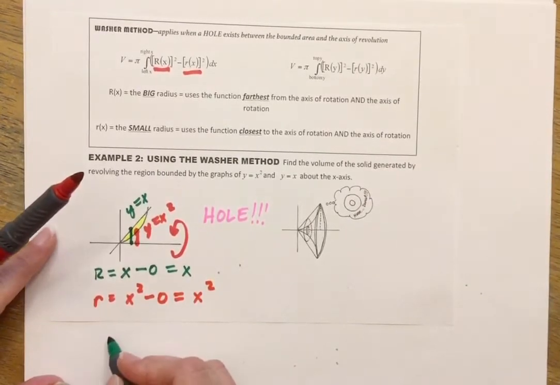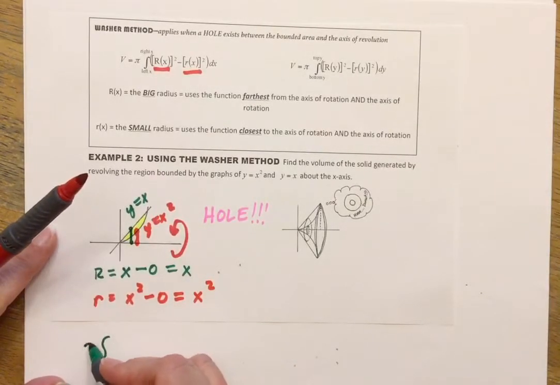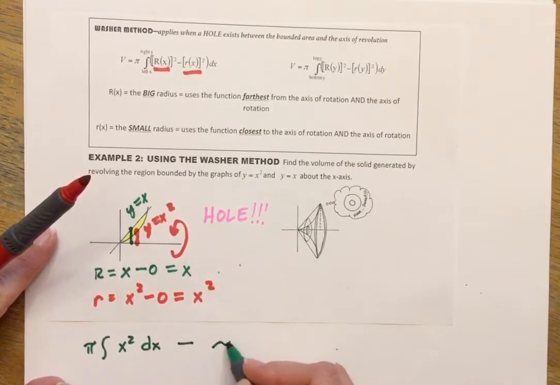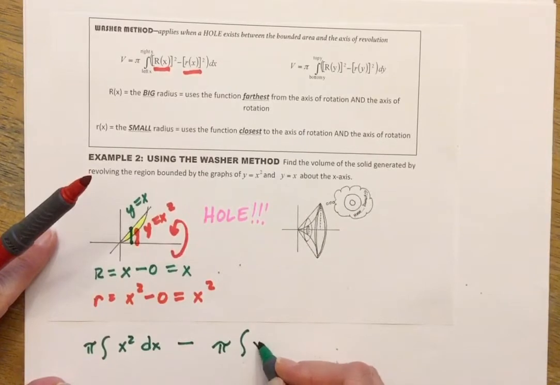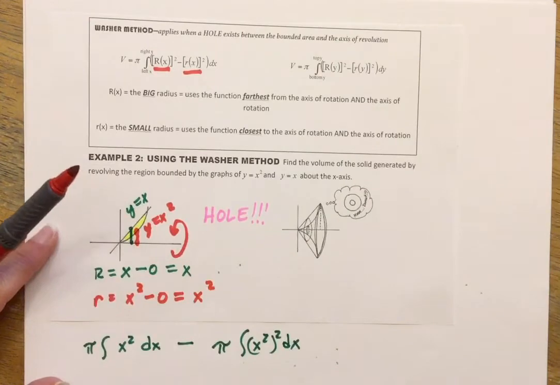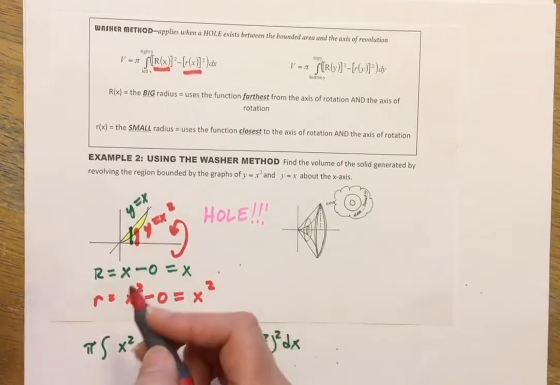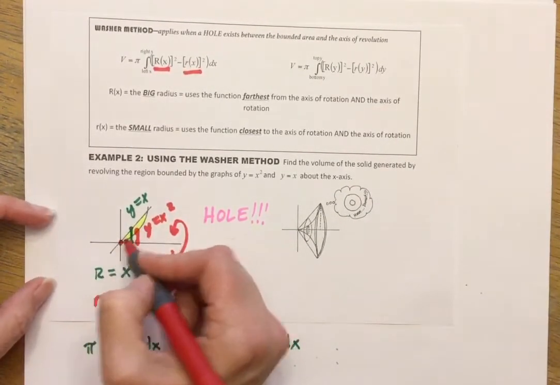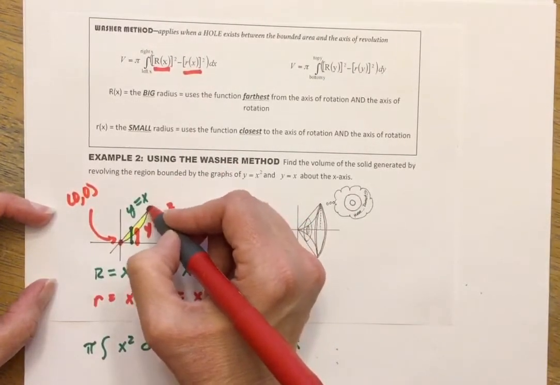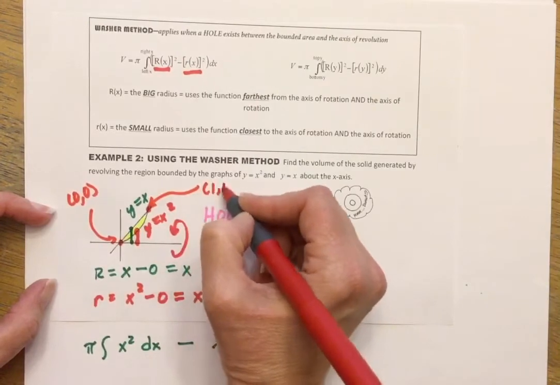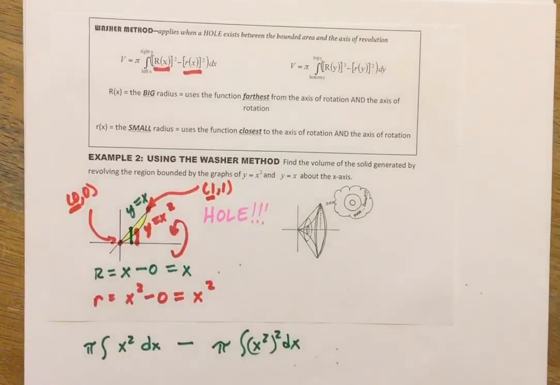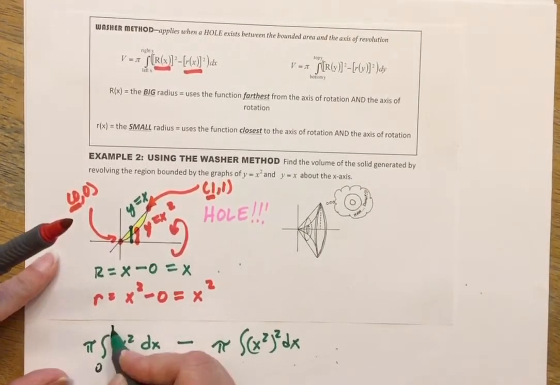So our setup for this one is going to be our big radius squared, so x squared in terms of x, minus pi little radius squared in terms of x. And our graph is starting, if we find the points of intersection, that point of intersection there is 0, 0, and our point of intersection up there is 1, 1. So we're going from that x value to that x value. So for both of them, 0 to 1 and 0 to 1.